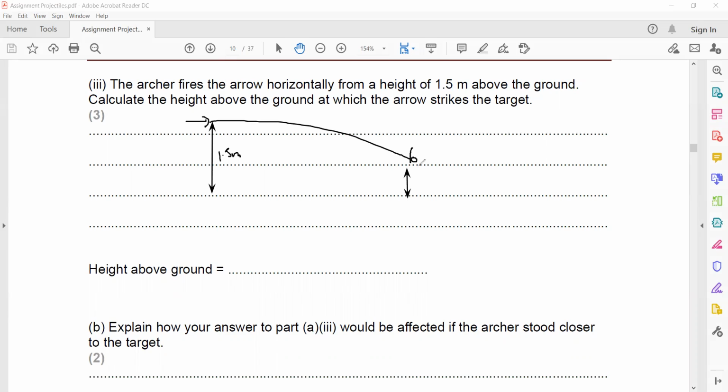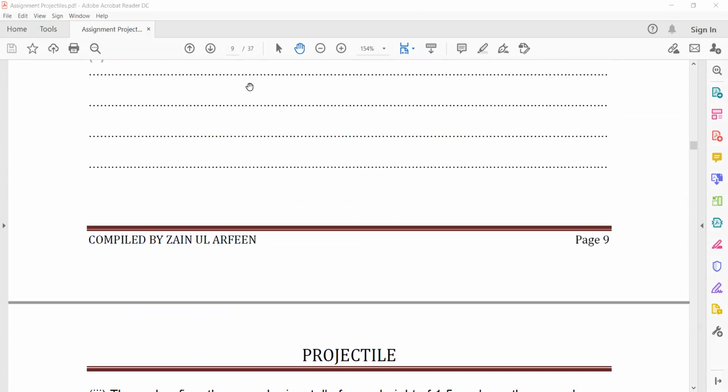That's the question. So basically, first we will find the change in height between the point where the arrow is released and the point where it hits the target, and we'll subtract it from 1.5, because 1.5 is the total. When we subtract from 1.5 we will get the height above the ground. For this part we have to use the previous values.